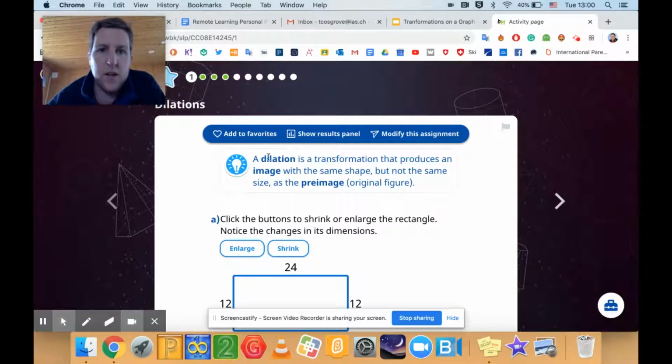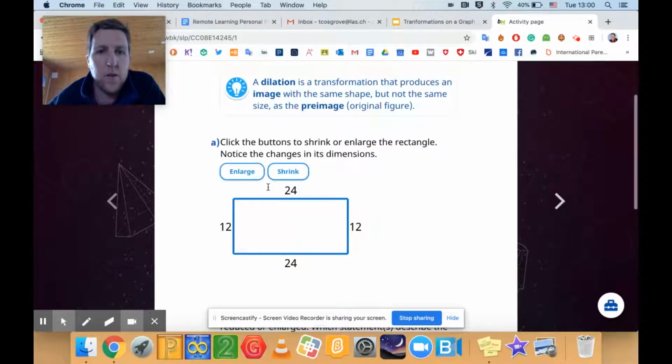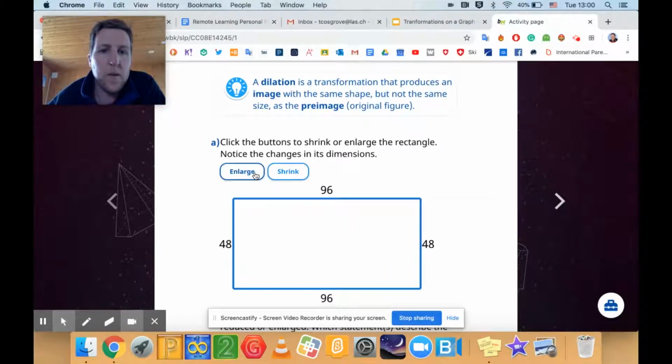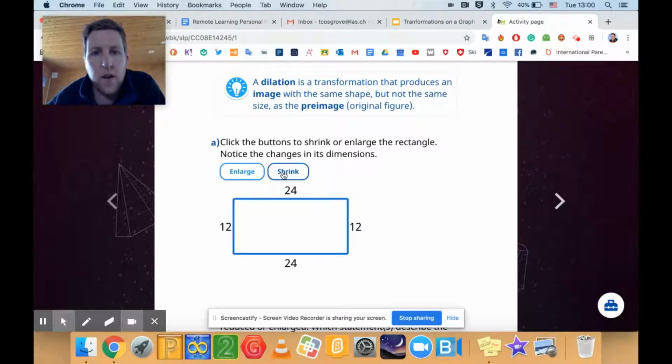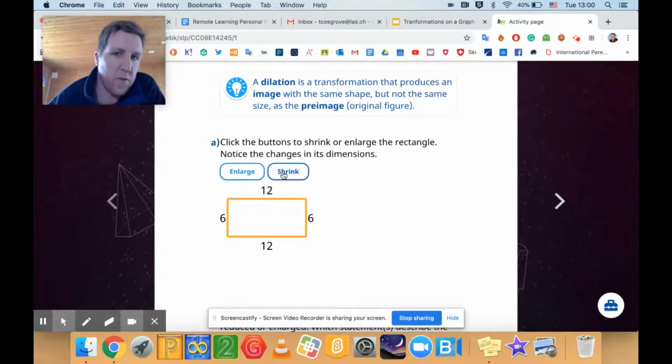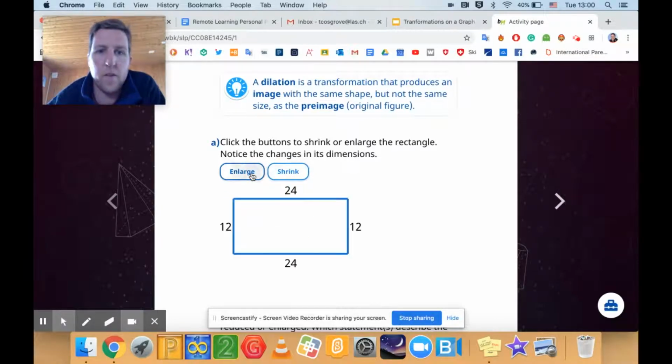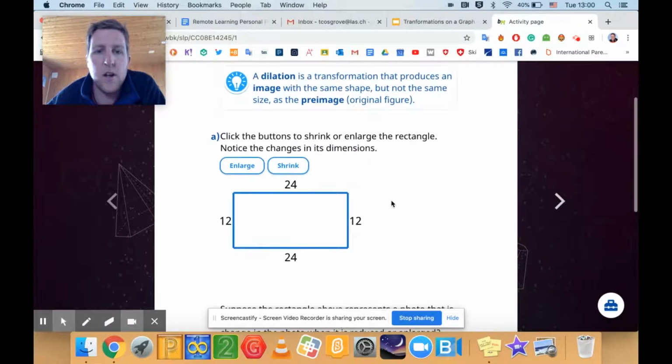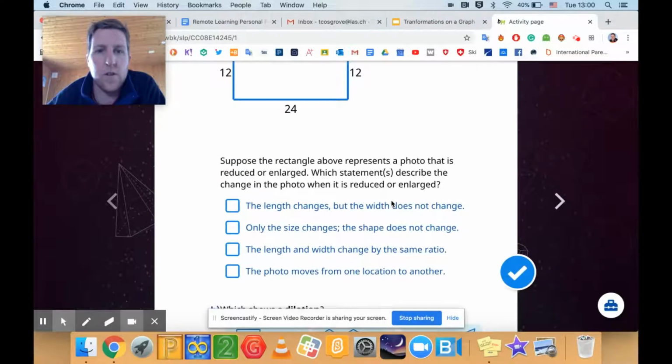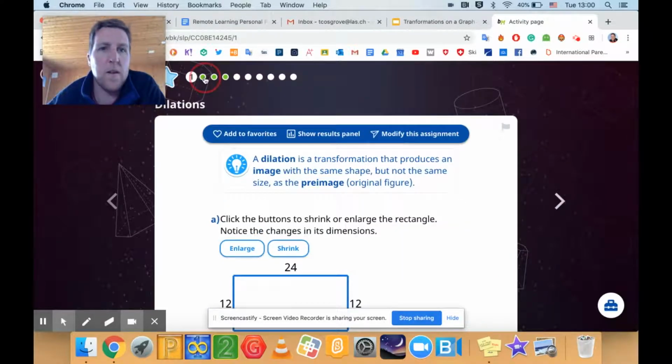So a dilation is something that produces a transformation that produces an image. It's the same shape, but it's not the same size. So if we look at this example, if I were to enlarge it, it's getting bigger and all of these are doubling in size. And if I shrink it down, they're becoming half, just for an example. So these are all dilations. I'll let you finish the rest of the questions here on your own because they're not so bad.